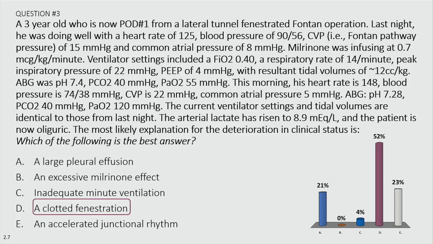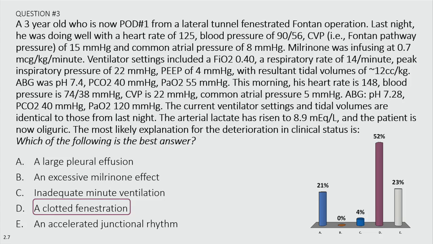The correct answer is D, a clotted fenestration. So I presented the classic scenario: when a fenestration clots, your CVP goes up, your left atrial pressure is low, and the PO2 in the blood gas went up, right? It went up from 55 or so to 120. So they're not using that fenestration, they're not shunting right to left anymore. And some patients can clot their fenestration, they're perfectly fine, they never needed it. Other patients will clot their fenestration and get sick.